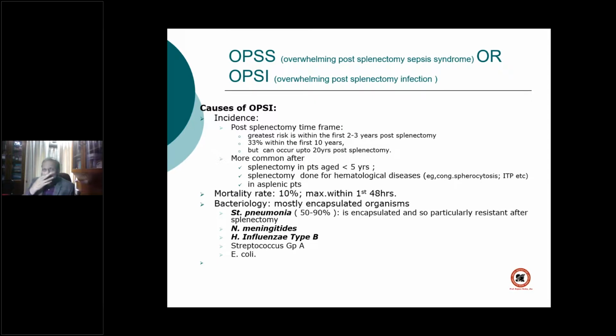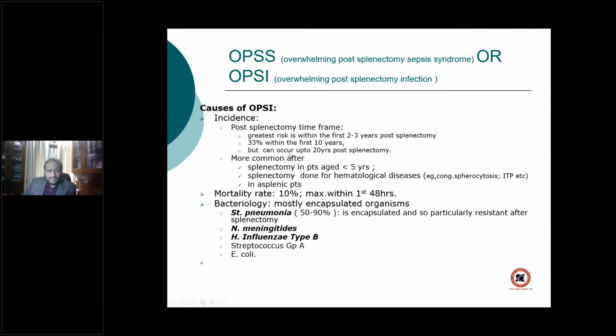Coming to the last part, and that is OPSS. It needs to be mentioned: overwhelming post-splenectomy sepsis syndrome or overwhelming post-splenectomy infection, synonymous. Why do we need to know this? Because the most common and most mortal complication after splenectomy is OPSS or OPSI. Let's look at the incidence. First, the post-splenectomy time frame is very important. Today I have a splenectomy, and you told this patient you may get infection anytime. Now, the obvious next question is, up to what time am I liable to get this kind of infection?